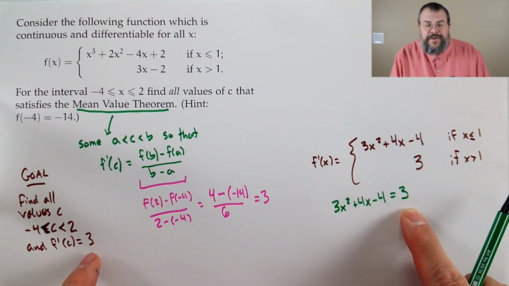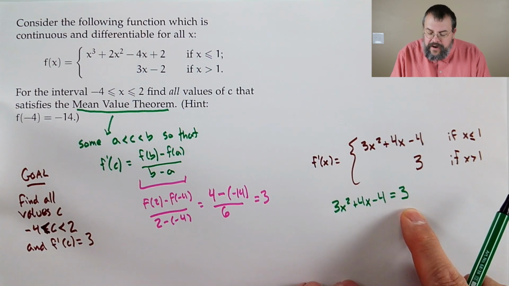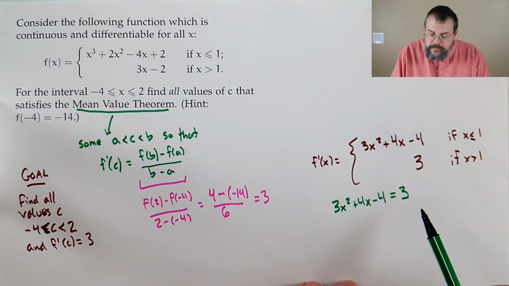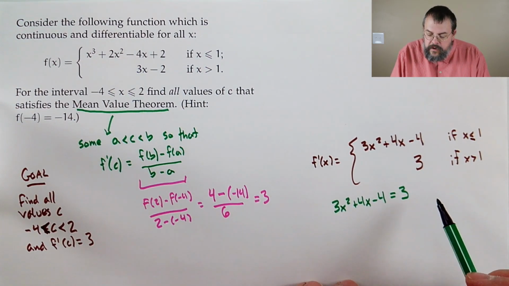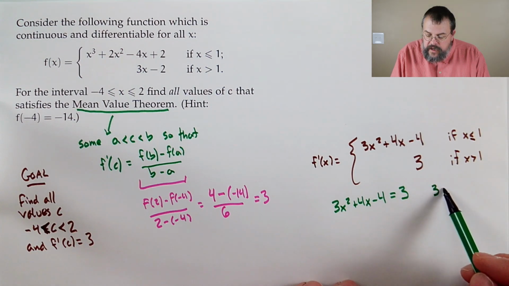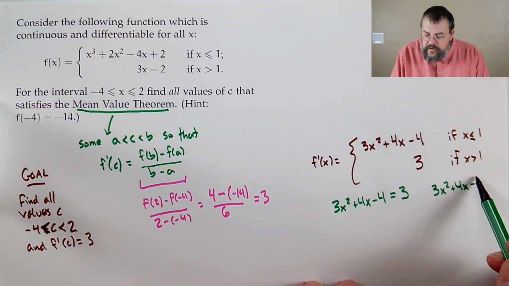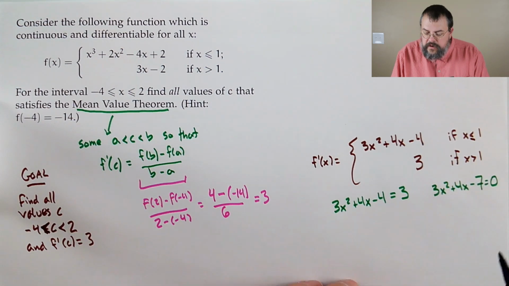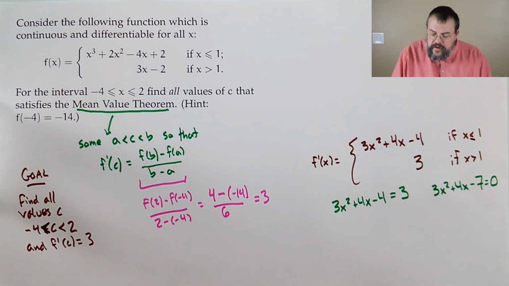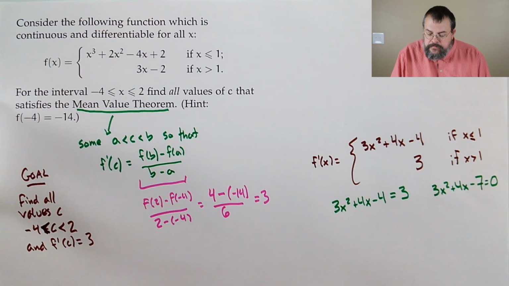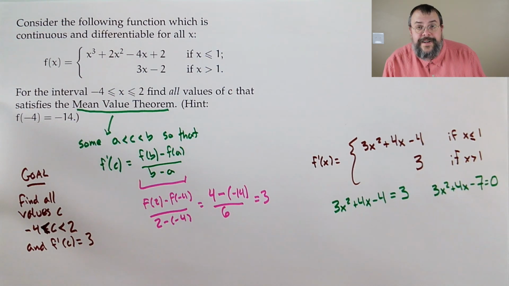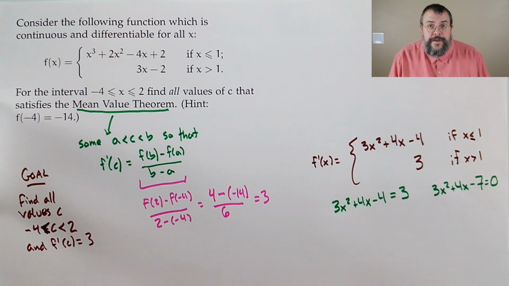I think I may have said the derivative equals 0 a second ago. Derivative equals 3. All right, well, what would that tell us? Well, that says we need 3x squared plus 4x minus 7 equals 0. All right, well, does that factor? And the answer is yes.